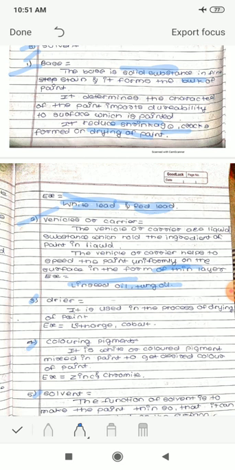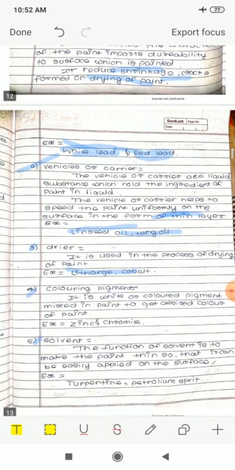It makes the paint in the form of a thin layer so that we can apply it easily on the surface. Next one is dryer. Dryer means what? It is used for the process of drying of paint without developing cracks. The example is litharge and cobalt.